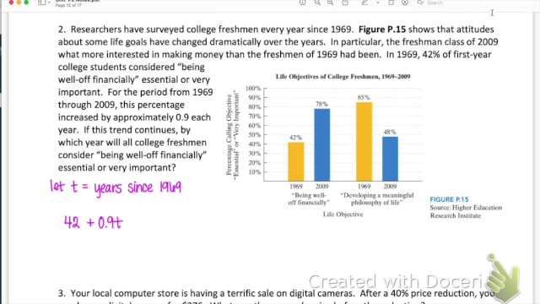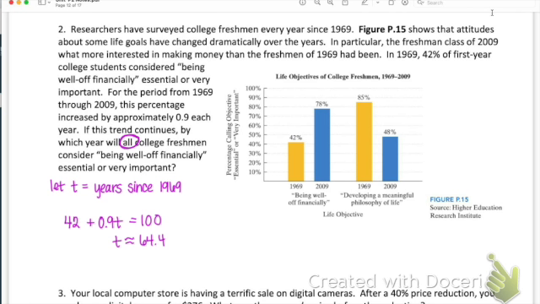And so the question is, in which year will all college freshmen consider it very important? And so all would be 100%. So that's what we're trying to get to. And so that's going to be the equation that we solve. I'm confident that this is an equation you can solve. And so the solution that we'll get will be t is approximately 64.4 and some change.